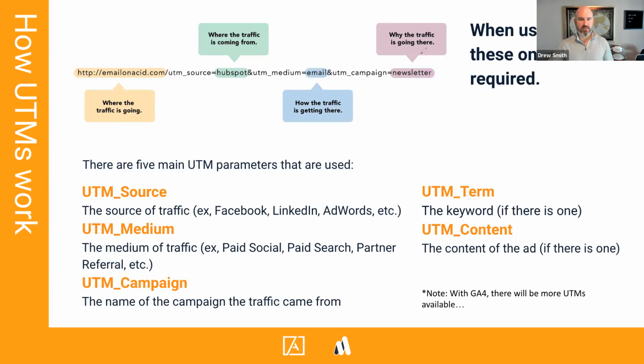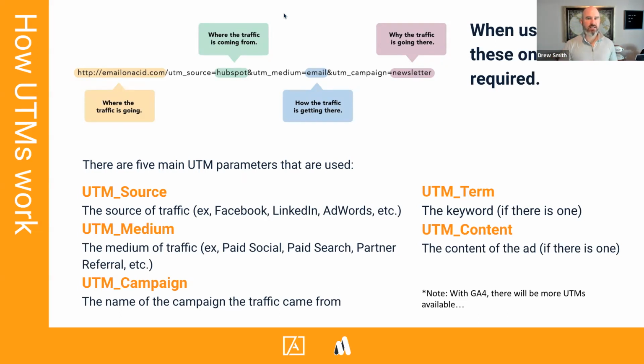In total, you've got these 5 parameters: source, medium, campaign, and term and content. UTM source is designed to track the source of the traffic. It's a very specific source, like a website, like Facebook, LinkedIn, AdWords, things like that. The medium is the channel of the traffic, which would be things like paid social, paid search, partner referral. It's like a category. Source is more specific, medium is category.